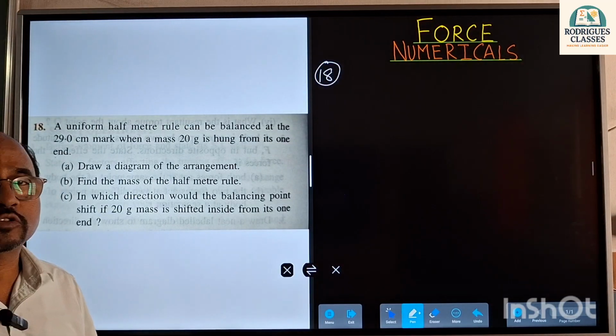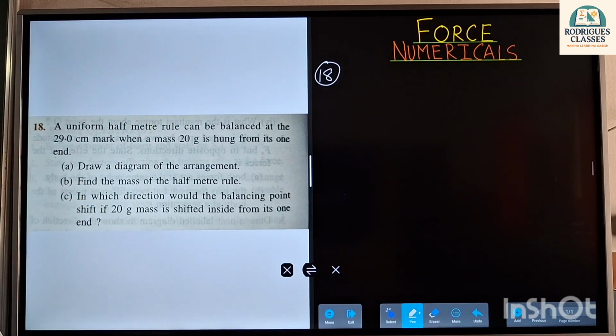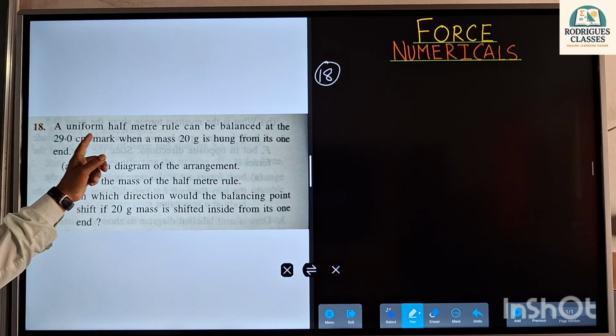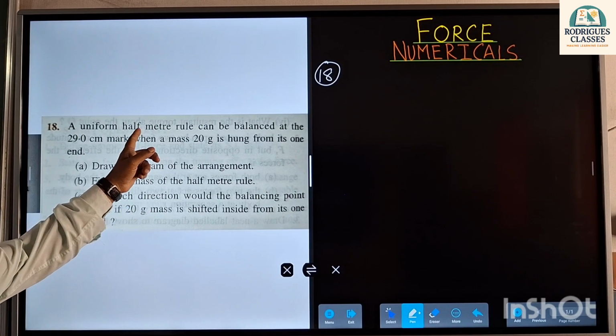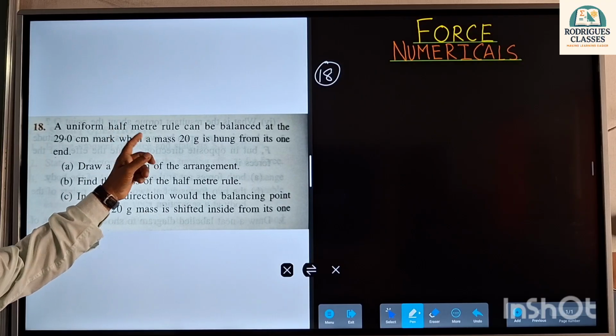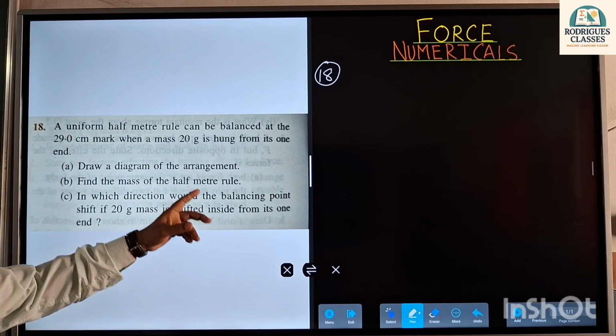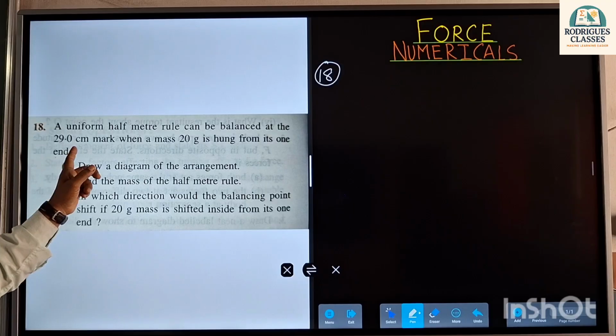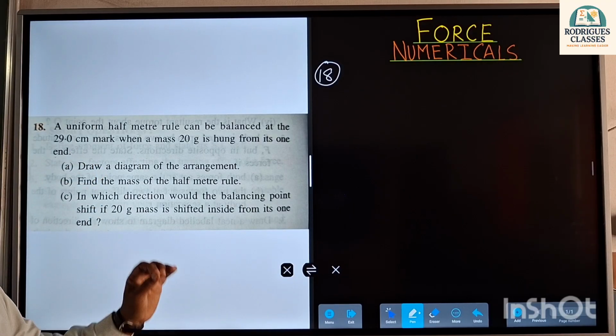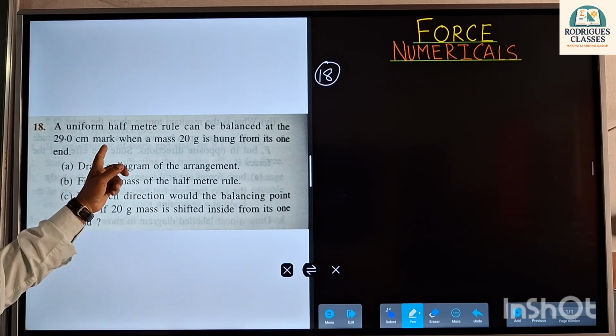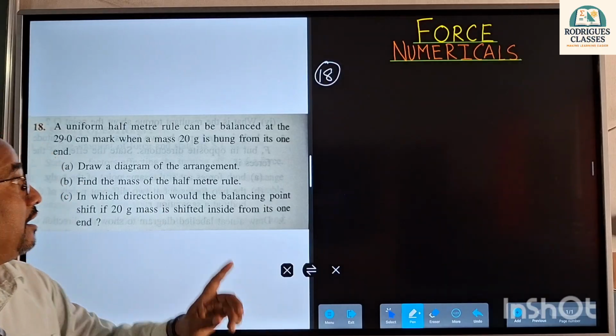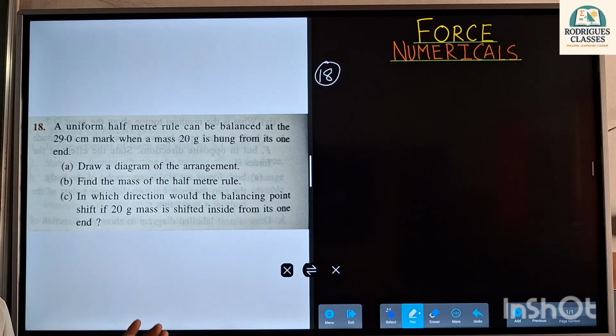So now let us come to numerical number 18. The question goes like this: a uniform half meter rule. Keep in mind this is a half meter rule, not a 1 meter rule now. It can be balanced at the 29 centimeter mark. The balancing point is the 29 centimeter mark when a mass of 20 gram is hung from its one end.